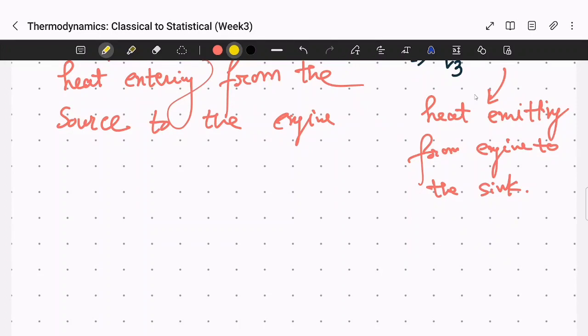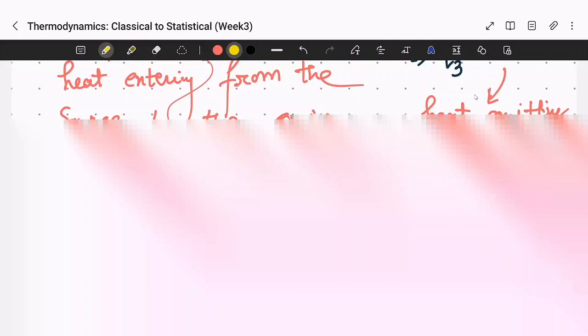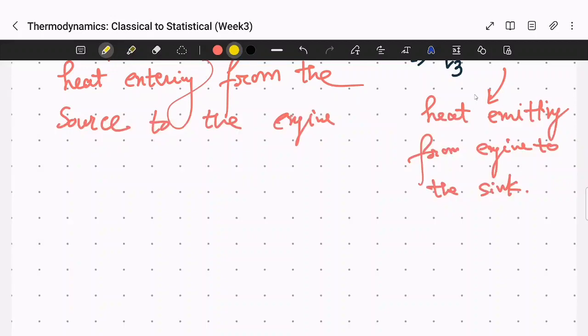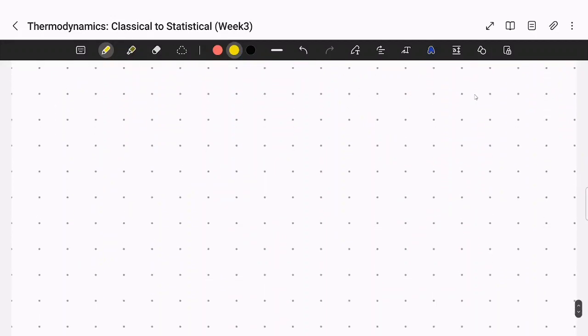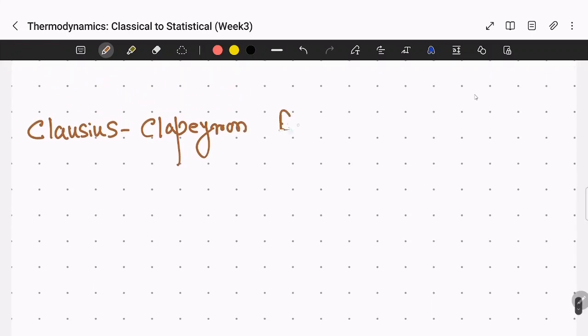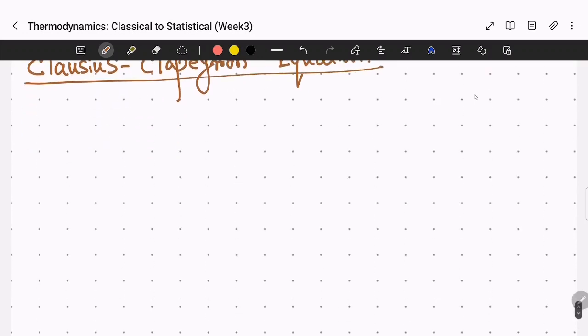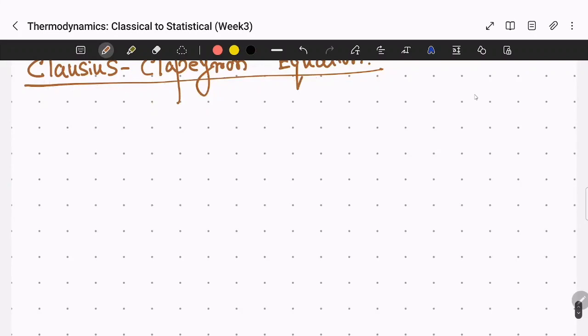Okay, so now the Clausius Clapeyron equation. Here also we'll first understand the Clapeyron equation, Clausius Clapeyron, then we'll go to the questions. There are a few questions regarding this, and this Clausius Clapeyron equation is very important to solve numerical problems. Lots of numerical problems are asked.